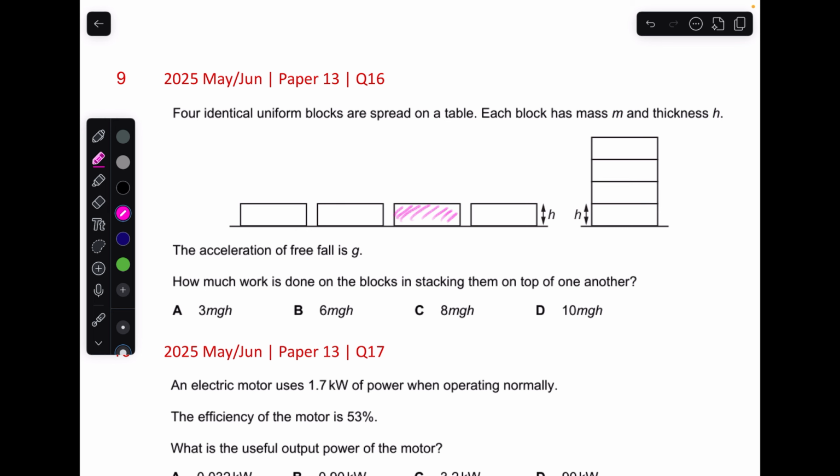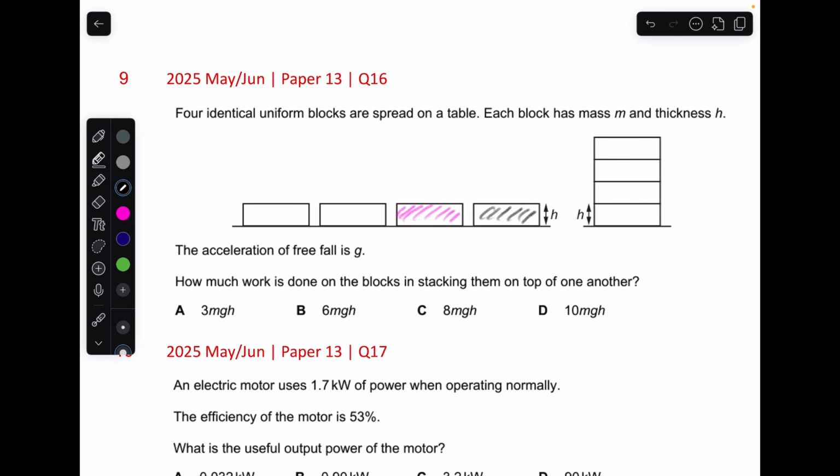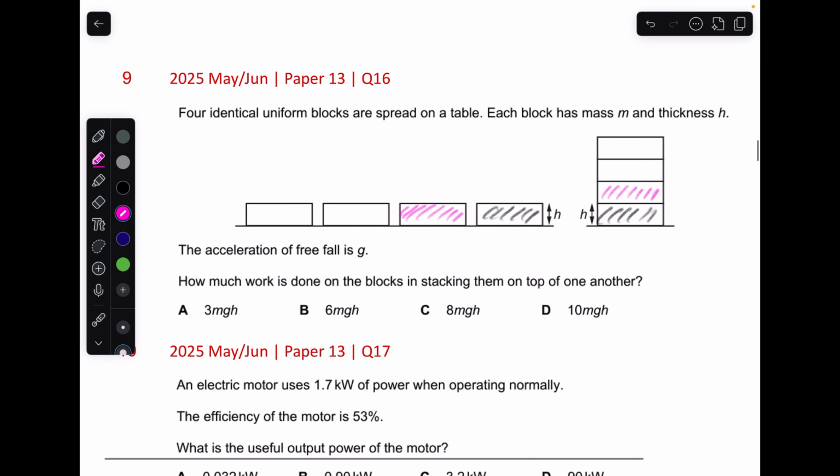here, let's suppose, let's color them. This one will be here, and this one has to come here. How much energy will it gain? It will gain mgh. Okay, this is the amount of work you have to do. Okay, now you have to place this one at this point. How much height does it have to cover?